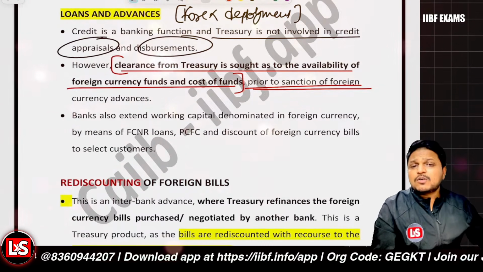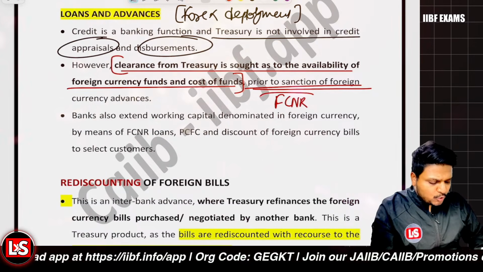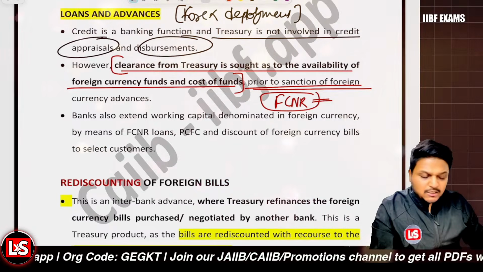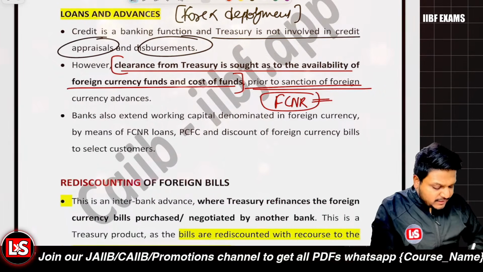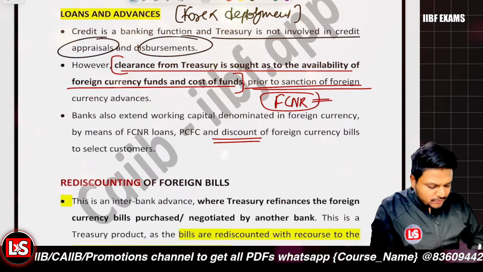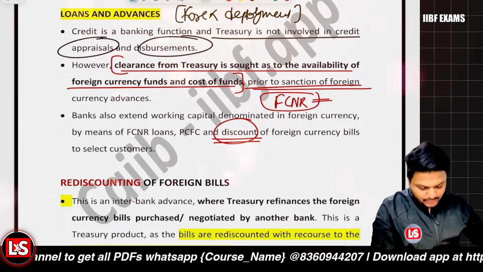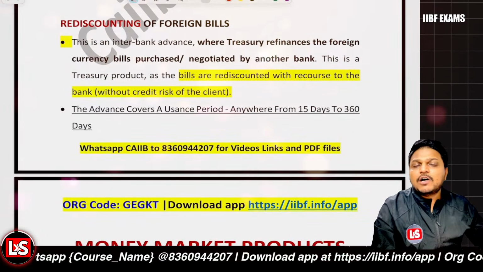So whether it is about the FCNR loan, we are talking about foreign currency non-resident loan, where you have FCNR balances with you and against those balances the loan is taken, or it is a pre-shipment facility or post-shipment facility, or even bill discounting is to be done, those activities are performed by the treasury. Then after that, it's about the rediscounting of foreign bills.